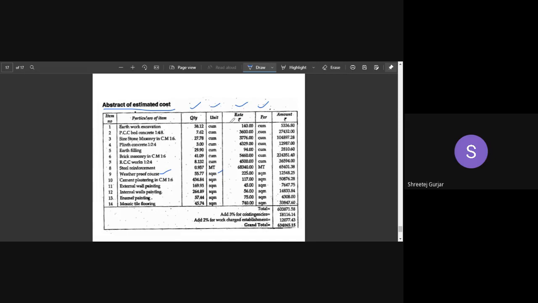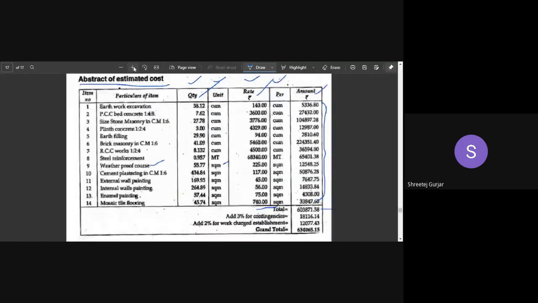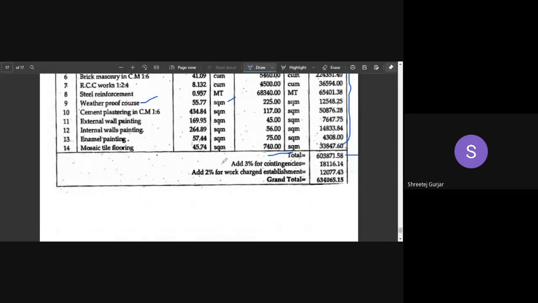So what we do is, after writing down all the rates, we multiply quantity with our rates and we get the amount. A summation of all the amounts will be our total. In our total, we need to add 3% for contingencies and we need to add 2% for work charged establishment.